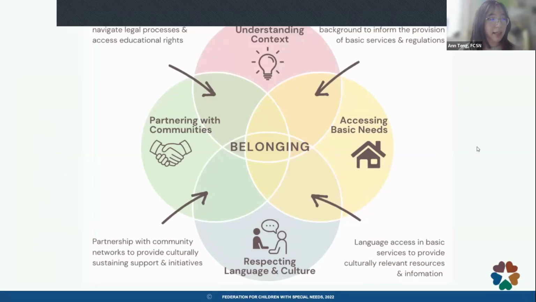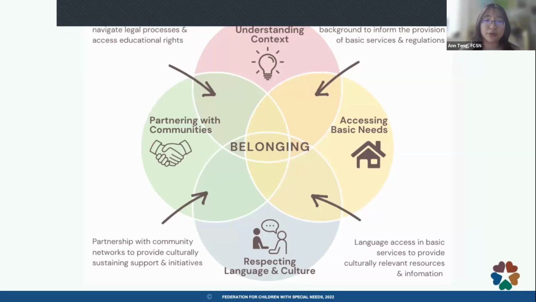Okay, we began last time with being introduced to the belonging diagram. This is here for folks to navigate how to build community with our newcomer families, in the sense of placing ourselves on different milestones. In a clockwise motion, we first start with understanding context, we move on to accessing basic needs, then respecting language and culture, and lastly, partnering with communities.